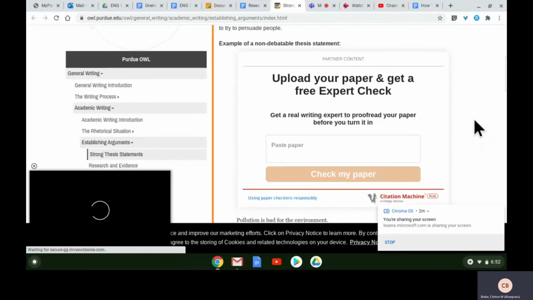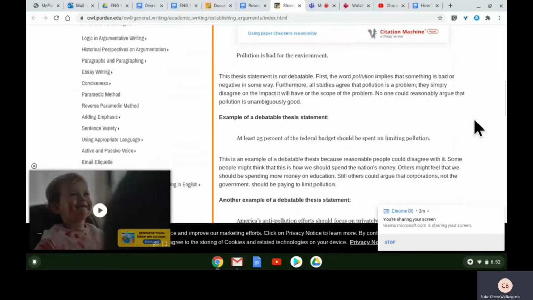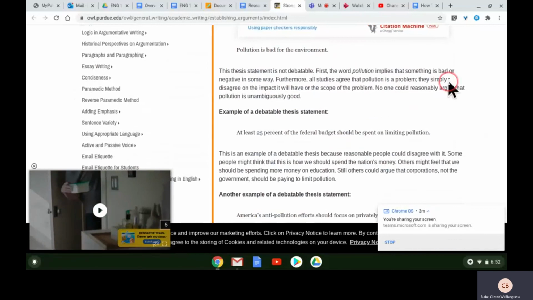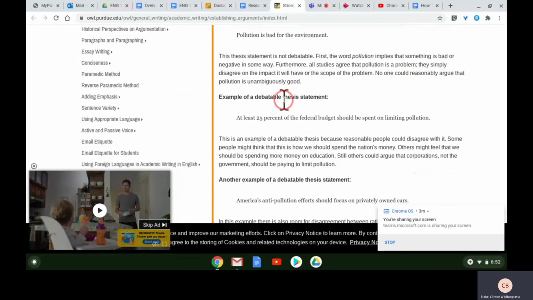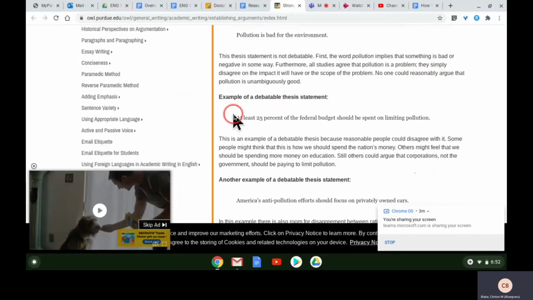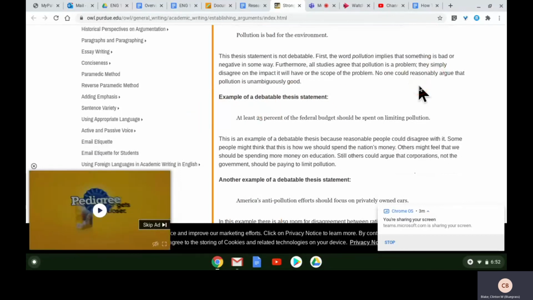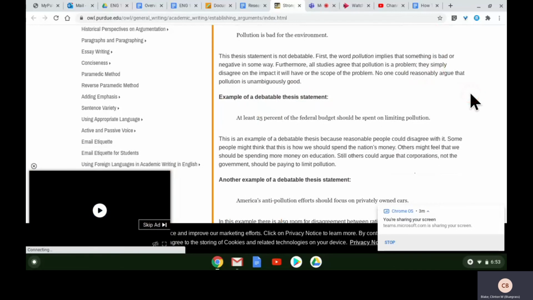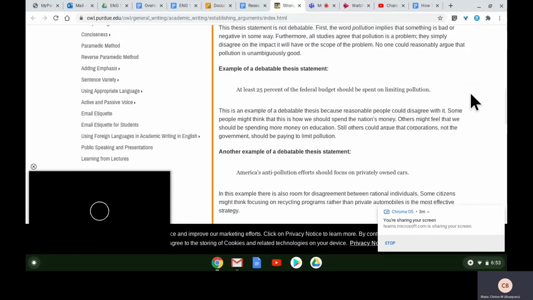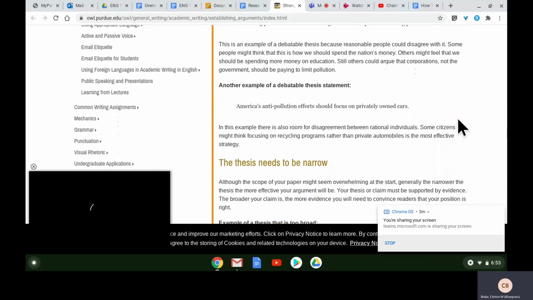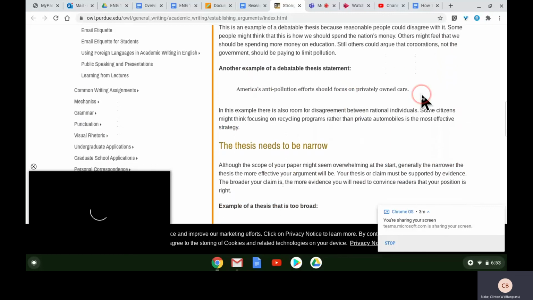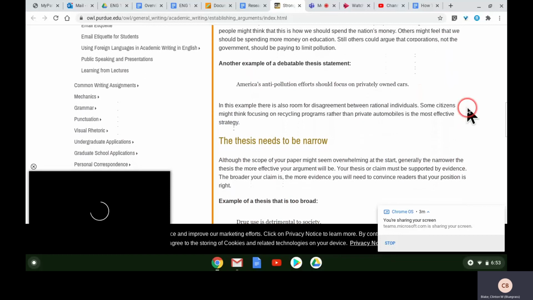Here's an example of a non-debatable thesis statement. Pollution is bad for the environment, right? That's not debatable. Now here's an example of a debatable thesis statement: at least 25% of the federal budget should be spent on limiting pollution. Okay, well, there's something we can debate about, right? Here's another example of a debatable thesis statement: America's anti-pollution effort should focus on privately owned cars, right? That's debatable, whether that's what the efforts should focus on.